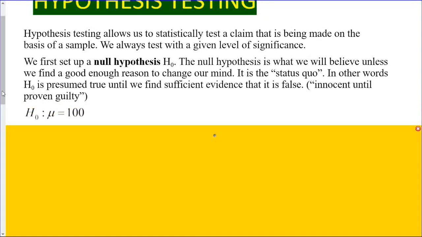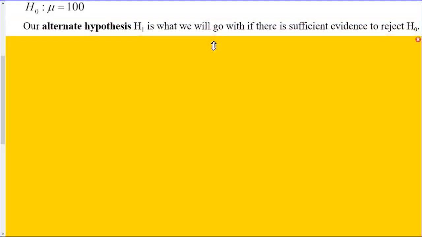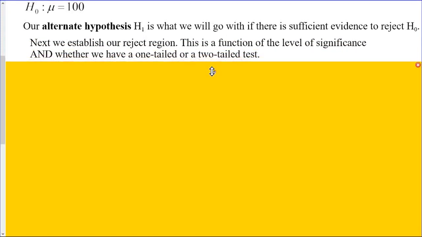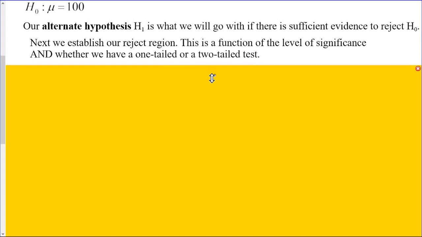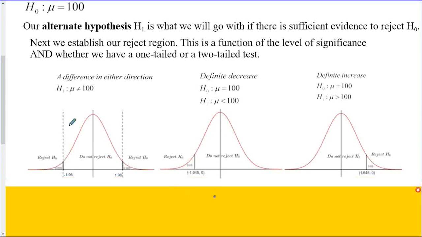So let's take an example. Suppose we say that the null hypothesis is that our mean is 100. We now need an alternate hypothesis. Our alternate hypothesis, H1, is what we will go with if there's sufficient evidence to reject our null hypothesis. So next we establish our reject and do not reject region. And this is a function of the level of significance and whether we have a one-tailed or a two-tailed test. We might be interested in, as our alternate hypothesis, that the mean is not 100. So the null hypothesis always involves equality. It always has an equal sign in.